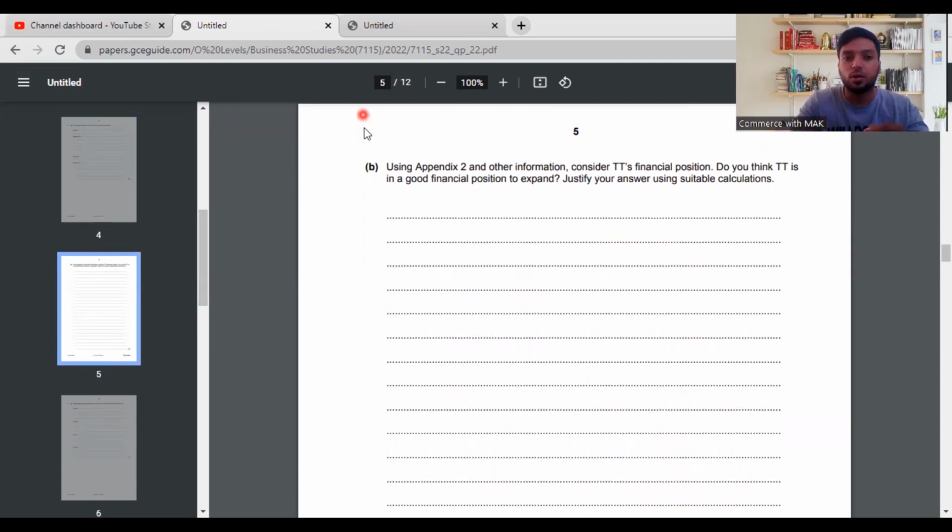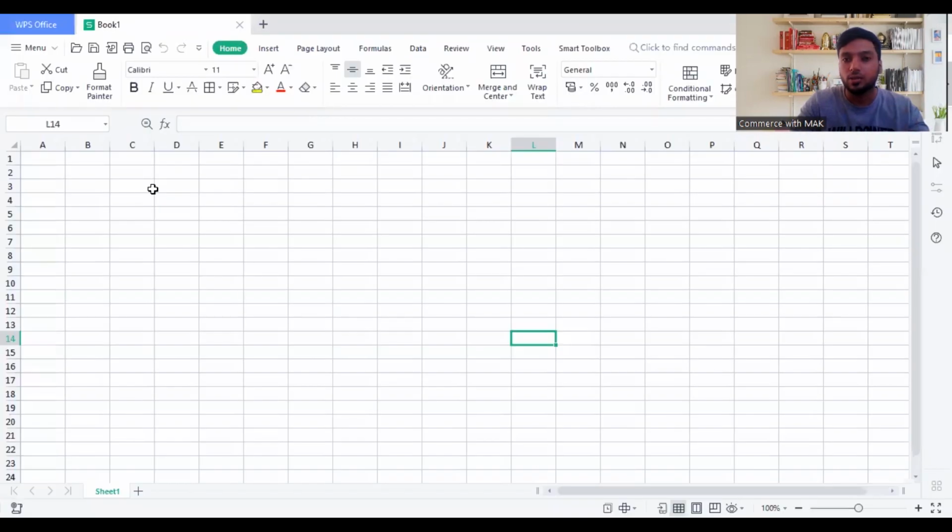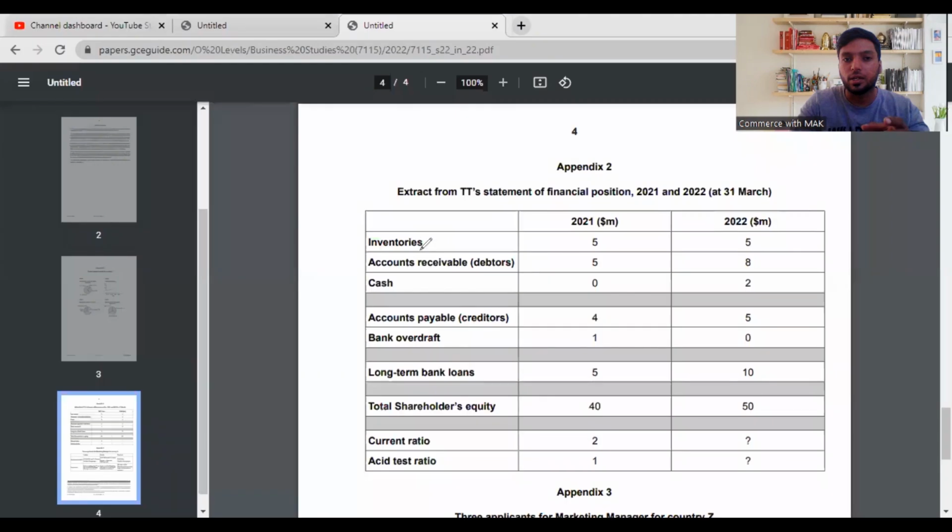So now I'm going to move on to the Excel sheet to show the calculation I'm going to do on appendix 2, and then we'll be coming into the question again. So now in Titanic Toys we had appendix 2. This is the area we are going to discuss now. You might see that they have inventories of 5 million in 2021, and in 2022 they have 5 million. Accounts receivable was 5 million, it is now 8 million. Cash is 0 and then it is 2 million. So cash has improved. That's a good thing for this company.